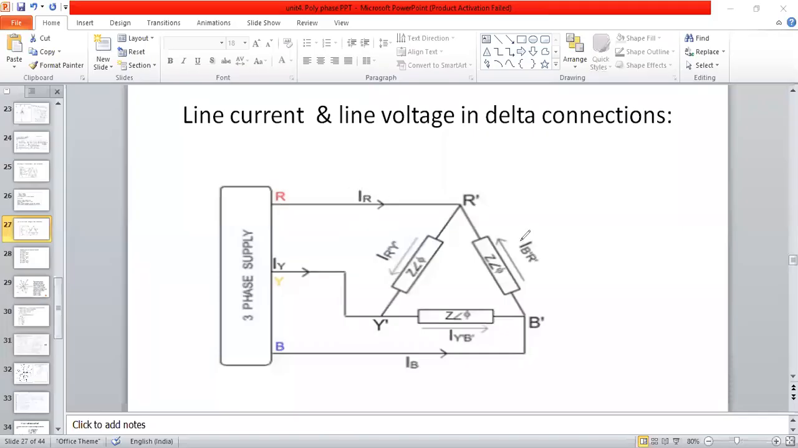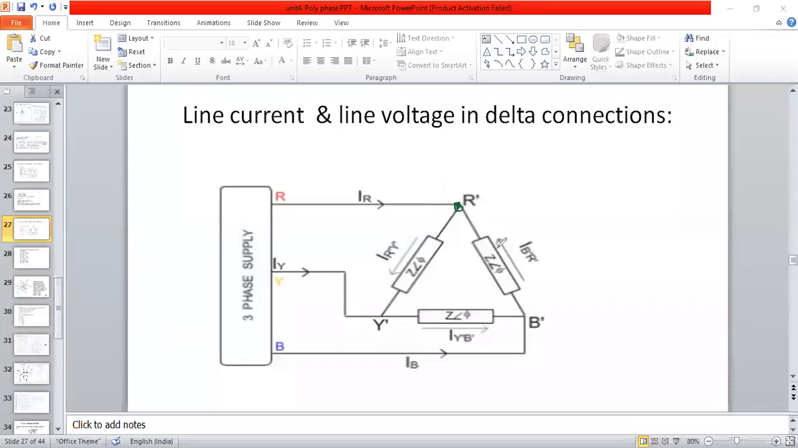So I B'R' is incoming, and I R'Y' is outgoing. According to the statement of Kirchhoff's current law, the algebraic sum of currents meeting at a junction is equal to 0. Or, one more statement: the incoming currents are equal to the outgoing currents. This is the junction we are considering here now.